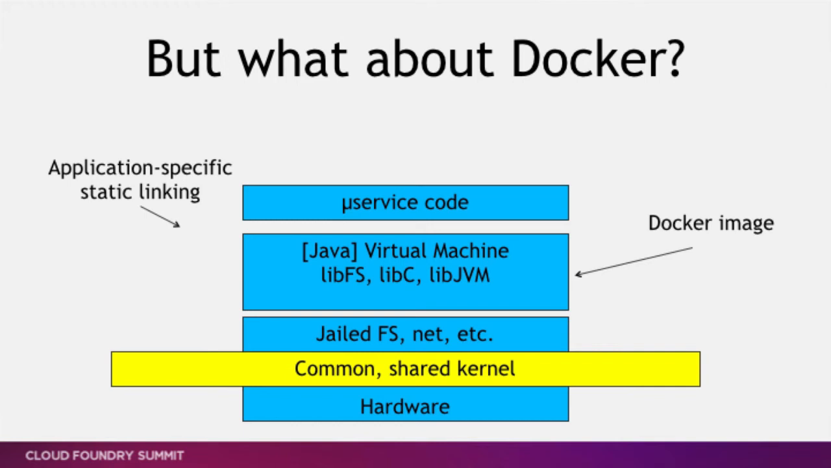Now, on top of that shared kernel, what Docker does is basically provide you a layer of essentially jailed file system and virtualized network, that sort of thing. But on top of that, it's kind of exactly the same. You basically have a statically linked image, but that static linking now happens not at the level of an application itself, but at the level of all the bits and pieces that have to exist in the file system.